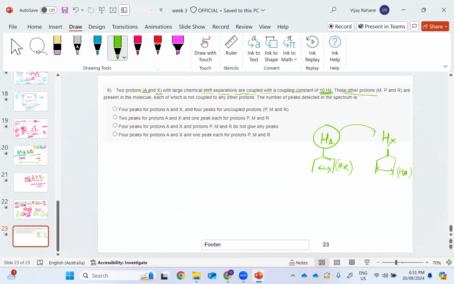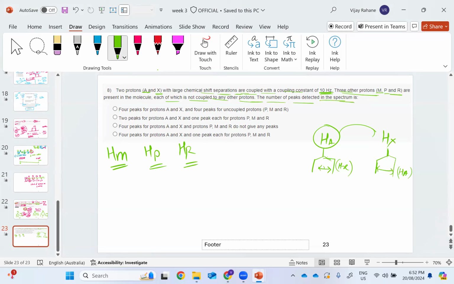Three other protons, M, P, and R, are present in the molecule. So we have HM, HP, and HR, three other protons that are not coupled with any other protons. So they are not at all coupling with any other protons. So the number of peaks detected in the spectrum.